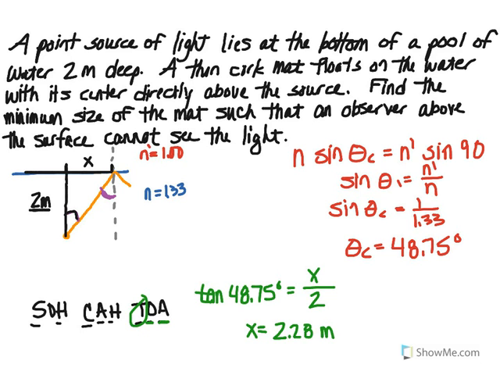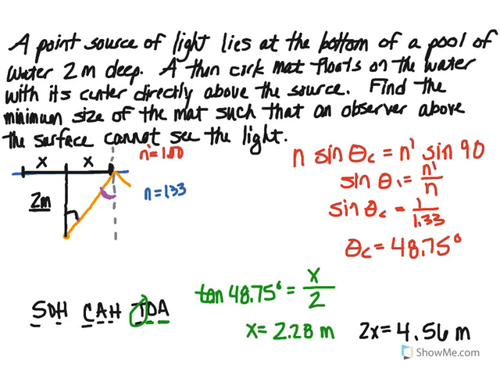So to find the minimum size of the mat, you would have to multiply x by 2 to get this entire length. And so the length of the mat would be 2x, which is 4.56 meters.